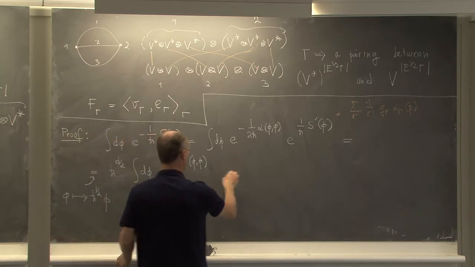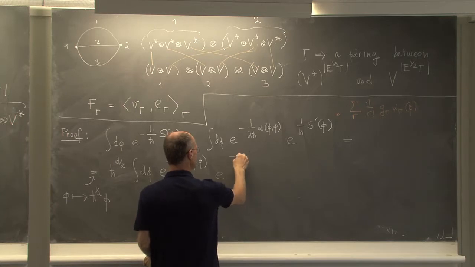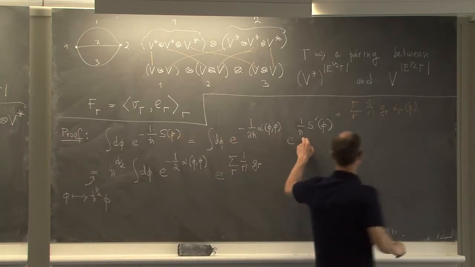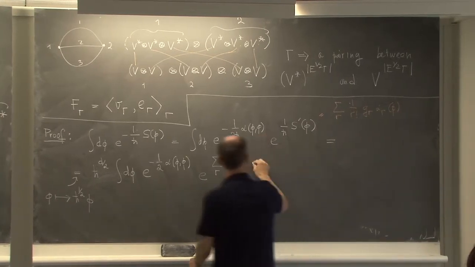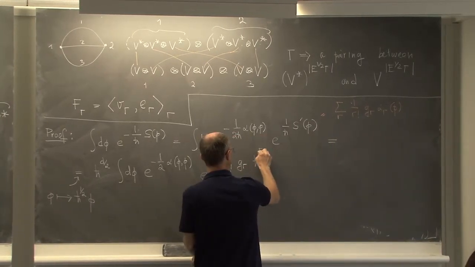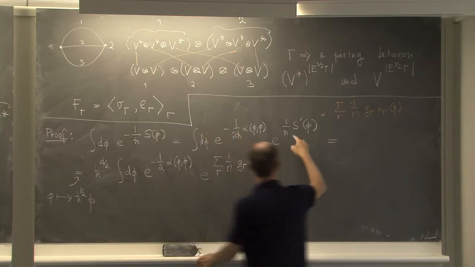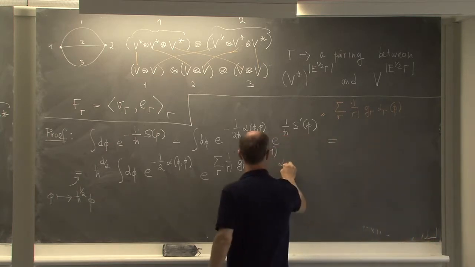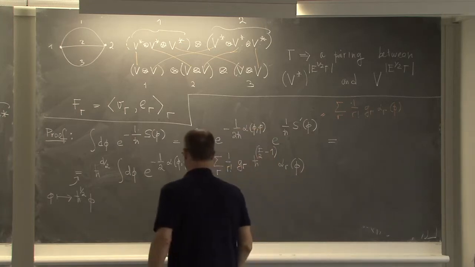And here what's going to happen. So I will have a sum over r, 1 over r factorial gr. And now what's going to happen with those h's? So here there will be a factor of h to the power r over 2. And here I will have minus 1. So minus 1 is this minus 1. Alpha r of phi. Right?